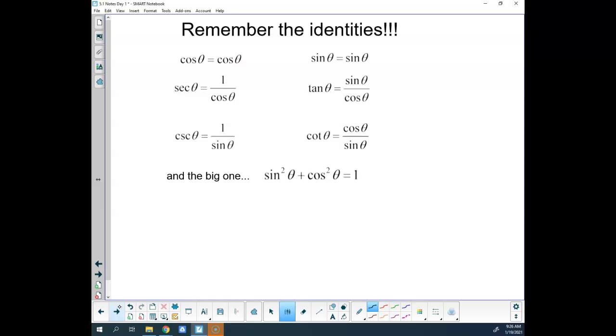And then you've got the big one, which is the hammer: sine squared plus cosine squared is equal to 1. This is number 7 on the pink sheet.